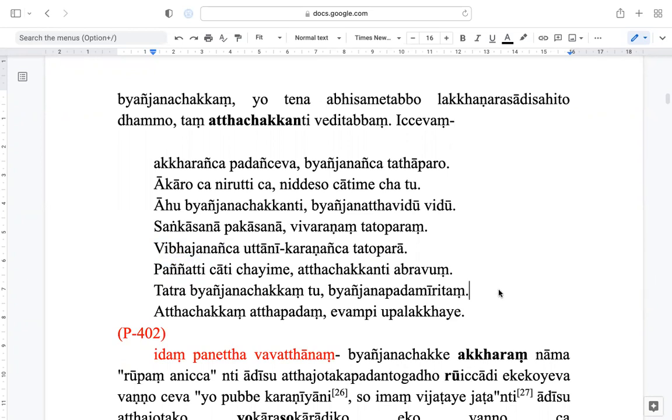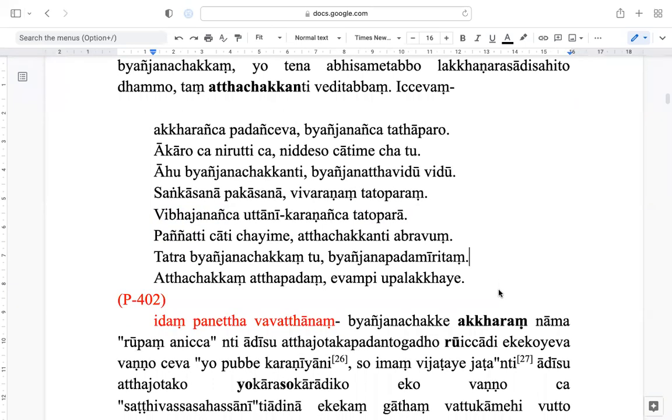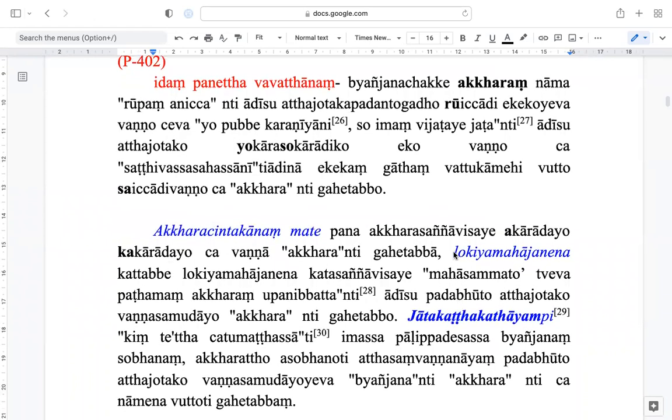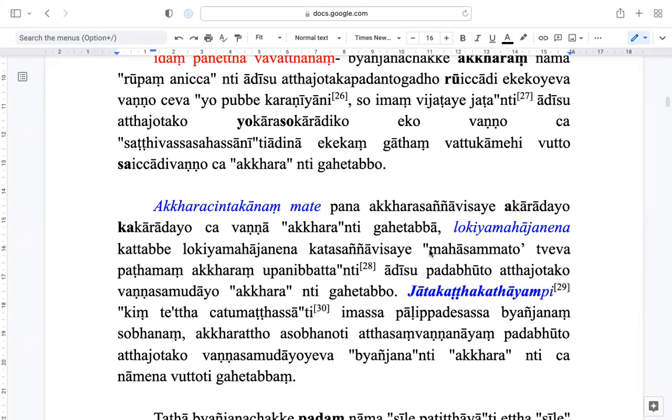The other question is about the second explanation for the word akkhara. This is Lokiya Mahājanena kata sañña visaye and so on, all the way to the gāthā. That is the second explanation. According to this opinion, the whole word pada is also called akkhara, because it says padapūraṇatthaṃ jotiko vaṇṇasamudāyo akkharanti kathetabbo. So akkhara is also pada.